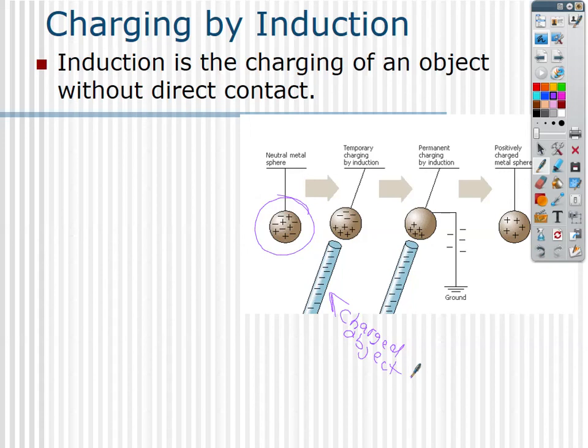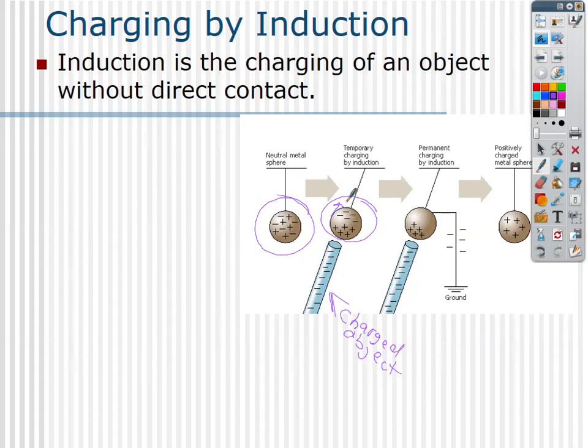What can happen, though, is if I hold it close enough, you actually will see the sphere start getting attracted to it, which only means there must be an opposite charge on the other object. But what's actually happening is, in this case, when I hold this negative object up, it makes all the electrons move to the other side of the object because they're getting repelled. That'll create an imbalance of charge on the object itself.